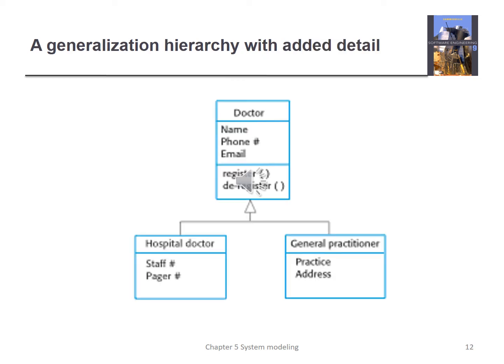Well, if you look at this generalization hierarchy with added detail, like a doctor. A doctor has a name, a phone, and an email. Those are attributes. The functionality or the methods are register and deregister. If you go to the general practitioner, it has a practice and address, but actually it inherits what is in the doctor. So the general practitioner has a name, phone, and email, and the methods register and deregister.